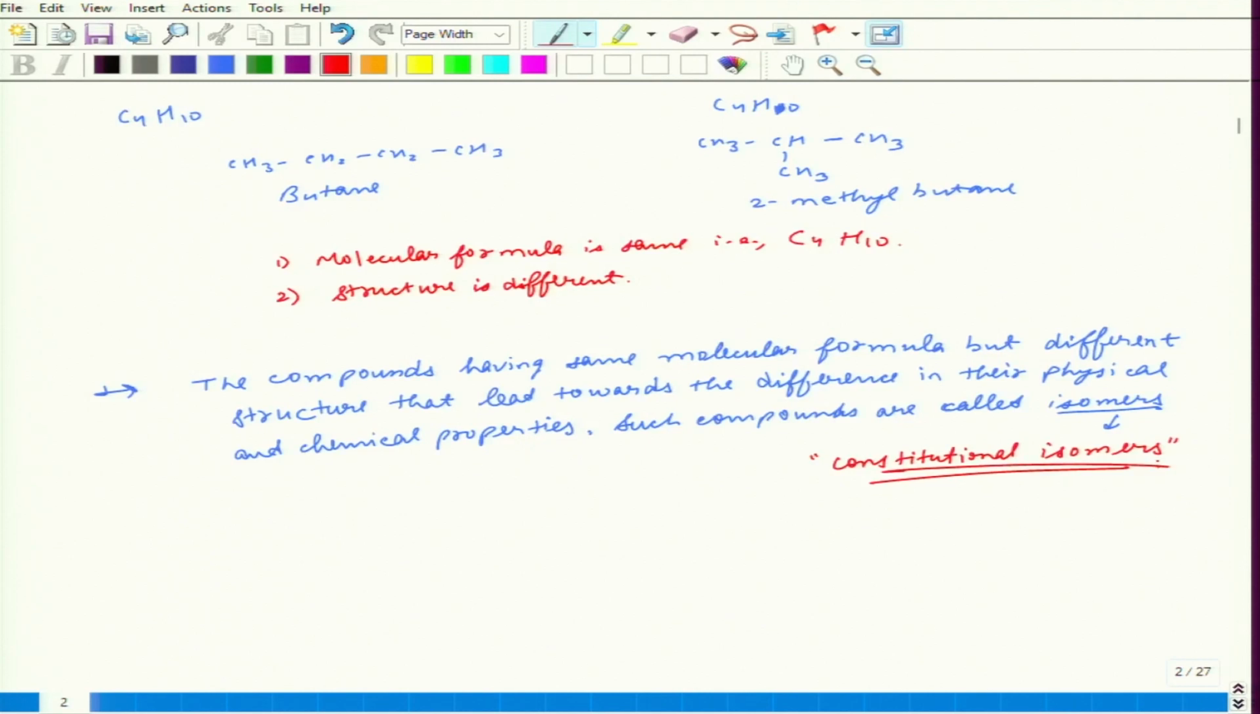Okay. So, what are the physical properties? These are different. Their physical properties, we can say there is a boiling point difference. For example, the boiling point of butane is 273 Kelvin, whereas the boiling point of 2 methyl butane is around 260 Kelvin. Okay. So, we can clearly see the boiling point of butane and 2-methyl butane is different.